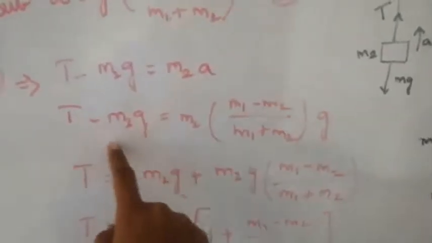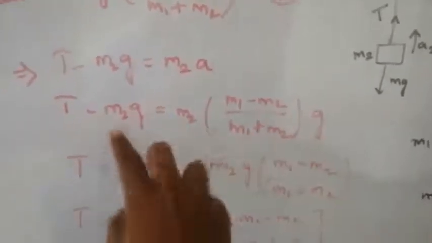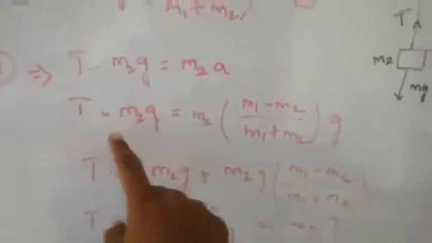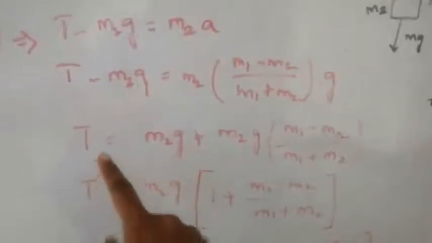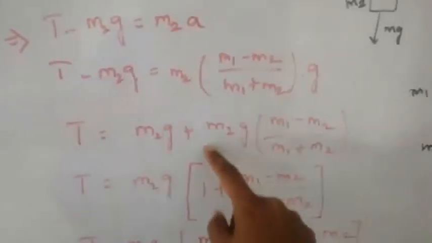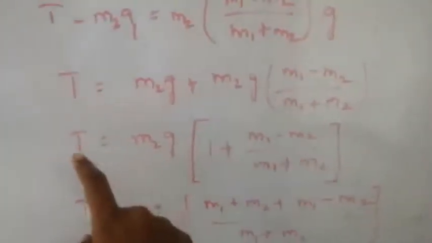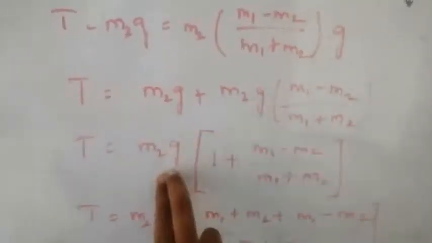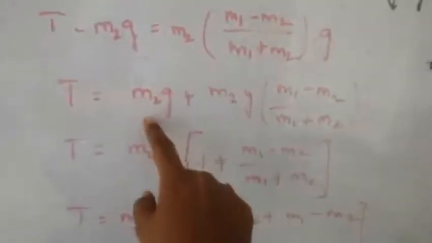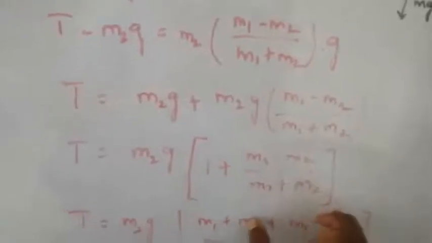Here this one also has m2g, so I am going to bring it to the other side. It is minus here, and when you bring it to the right hand side it becomes plus. So T is equal to m2g plus m2g into this part. Then m2g is a common term, so take it outside. Then it becomes 1 plus this part.